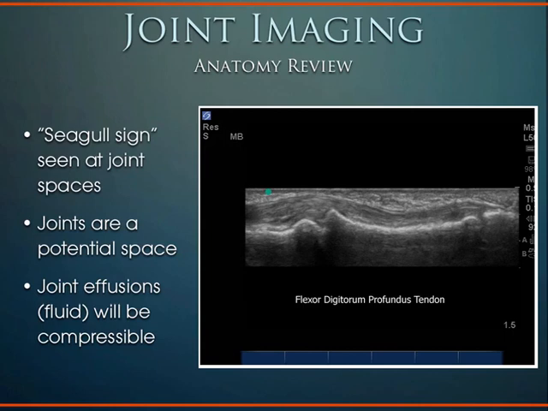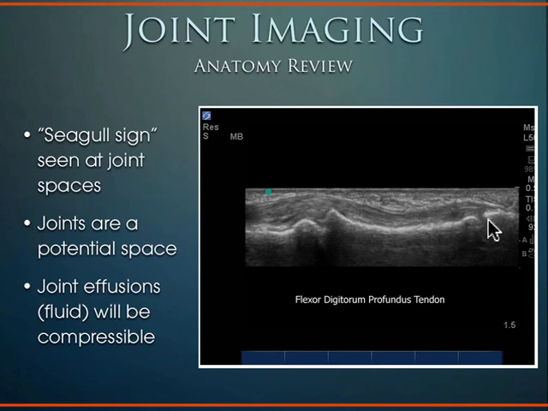So moving to joints and more bony anatomy now. When we're looking at joint anatomy on ultrasound, it has this characteristic seagull sign. I showed this image earlier. This is the PIP joint, proximal interphalangeal joint, and it has this joint space here, proximal joint articular surface, distal joint articular surface, and this seagull bird pattern. That's just a typical thing you'll see at joint spaces, and then distally, again, joint space here with distal articular surface here.